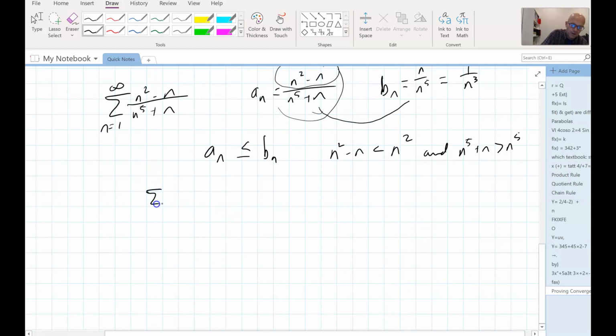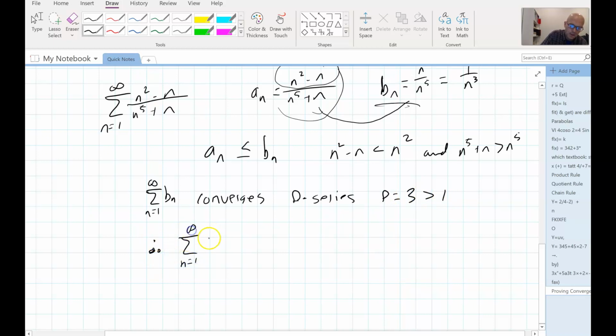I also know that the series, n running from 1 to infinity of b sub n, so the series associated with that sequence, converges. How do I know it converges? Same reason I said before, it's a p series, with p equal to 3, which is greater than 1. And then I can conclude once again, therefore, the infinite series running from 1 to infinity of n squared minus n over n to the fifth plus n also converges. Right?